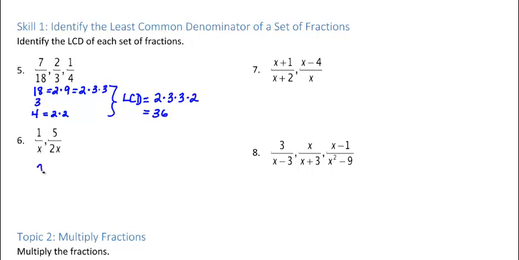The LCD of x and 2x, which is really 2 times x, we need x to divide into it, so we need a factor of x. We need a factor of 2 and x for 2x to divide into it. We already have the x, so we need a 2 on that. So the LCD is 2x.